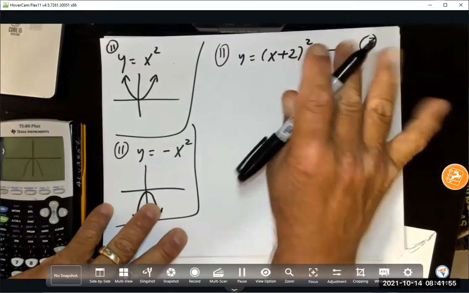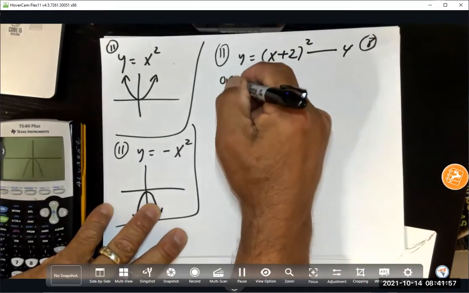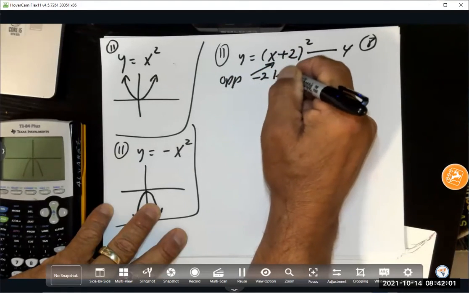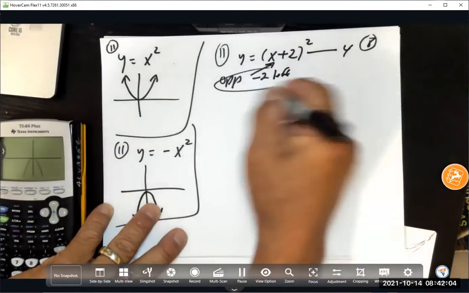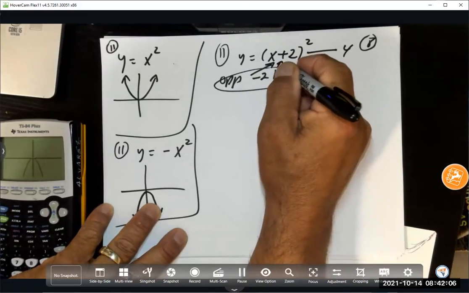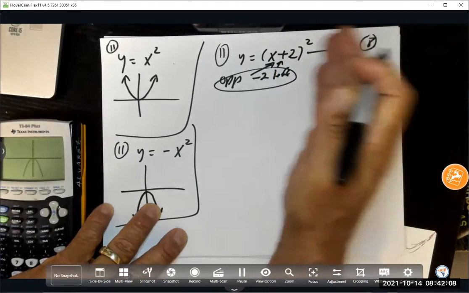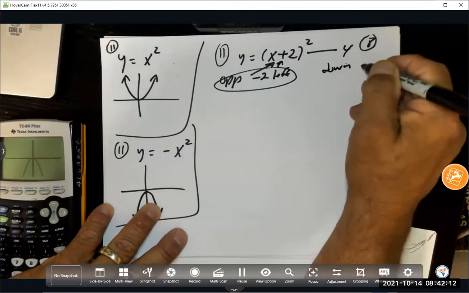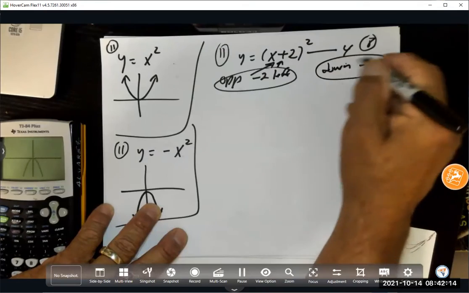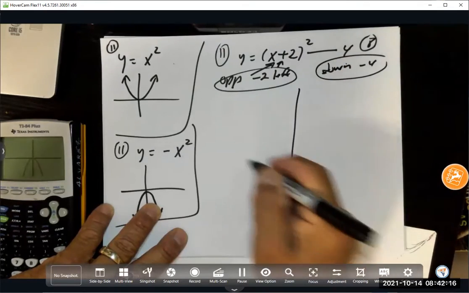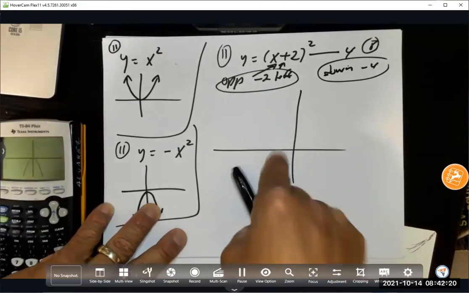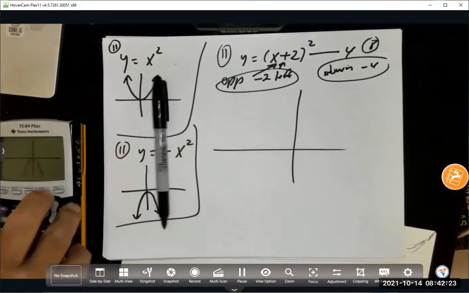Okay, before I even draw this, let me tell you what's going to happen. It's going to do the opposite of this. So it's going to be negative 2 to the left, because this right here is going to go left, negative 2. Then it's going to go down negative 4 spaces. So it's going to go left and down. But let me put it in the machine. Okay, put it in your machine.